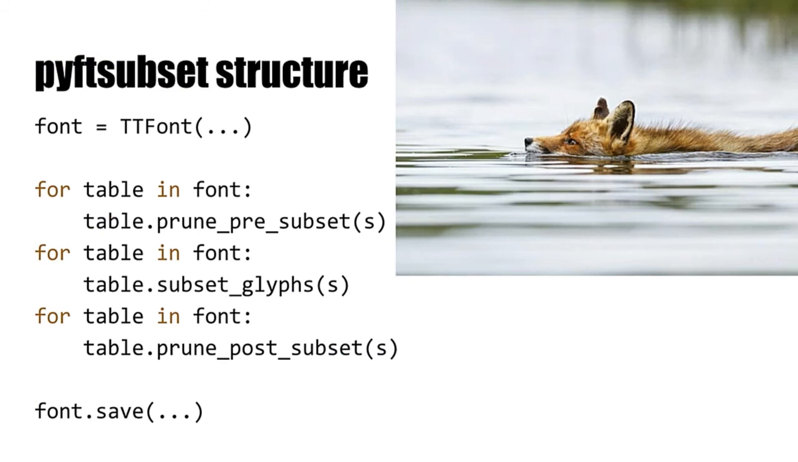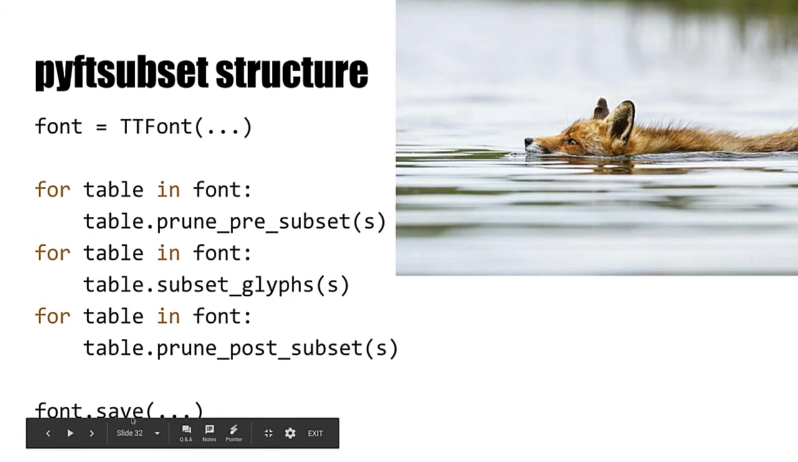So this is the structure of the Python subsetter. You load the font. For every table in the font, you prune it pre-subset, and the pruning is not the glyph subsetting operation, it's more of the other options. For example, if we don't want the legacy CMAP tables, this is where we drop them. We drop them early so we don't do extra work.